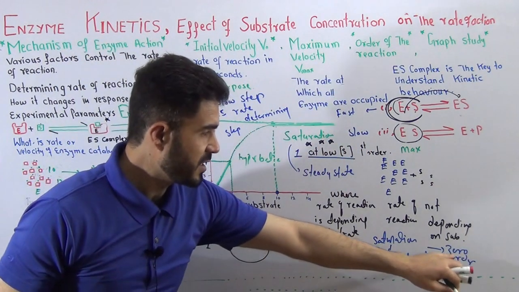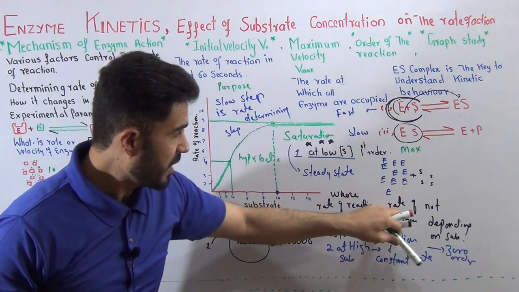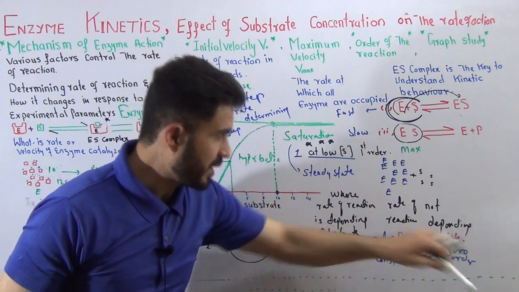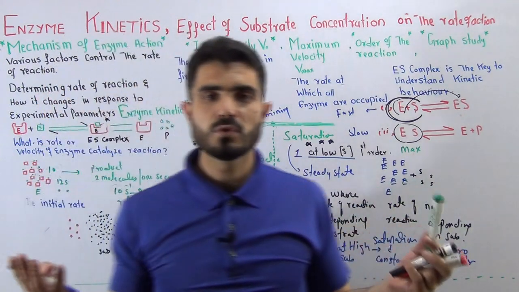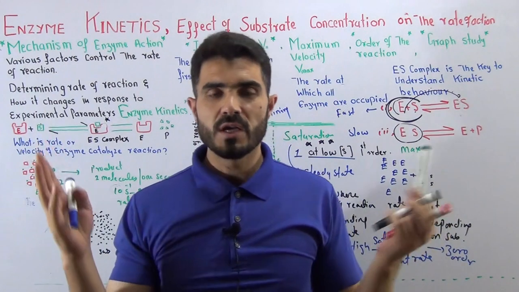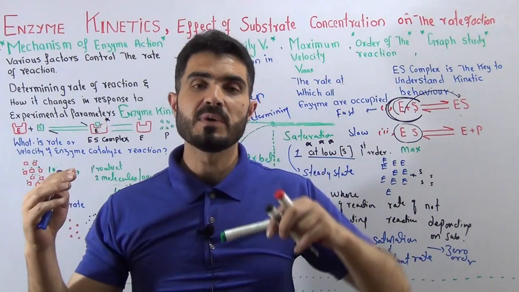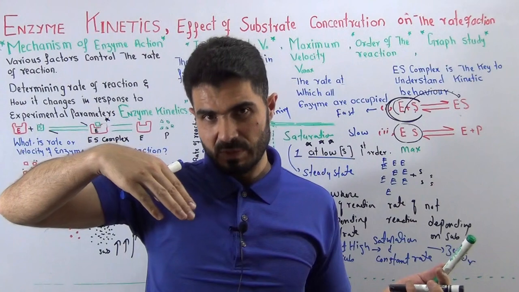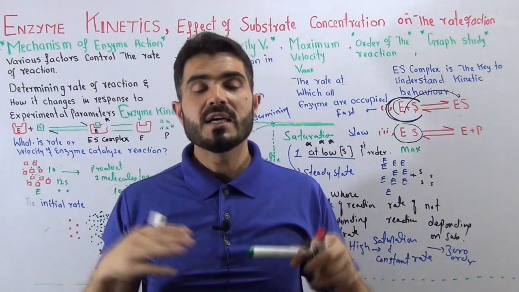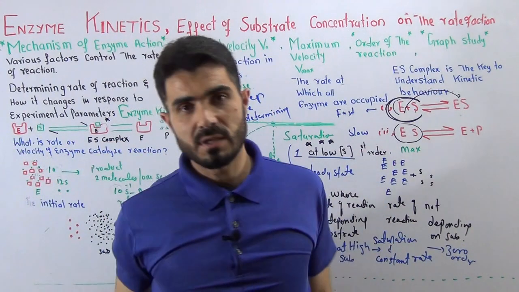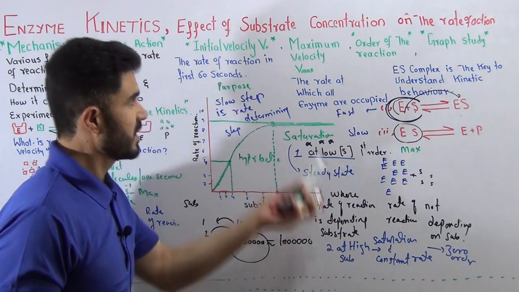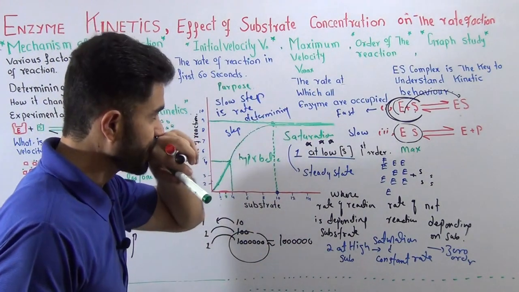Zero order reaction is that reaction where the rate of reaction is not depending on the substrate. So we have two types of reaction: first order and zero order. In first order reaction, the reaction rate is depending on the amount of substrate. In zero order, the rate of reaction is not depending on the substrate. So this was the idea that we got from the rate of enzyme reaction.